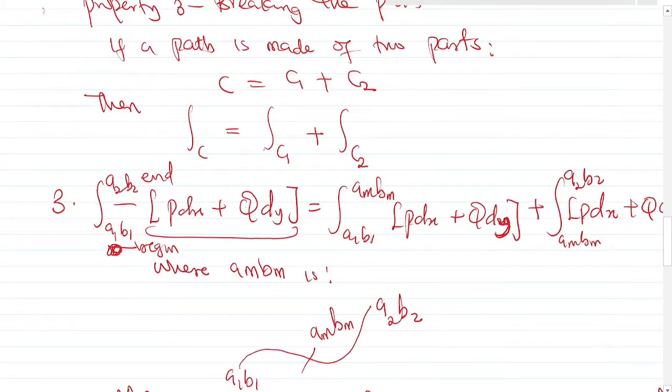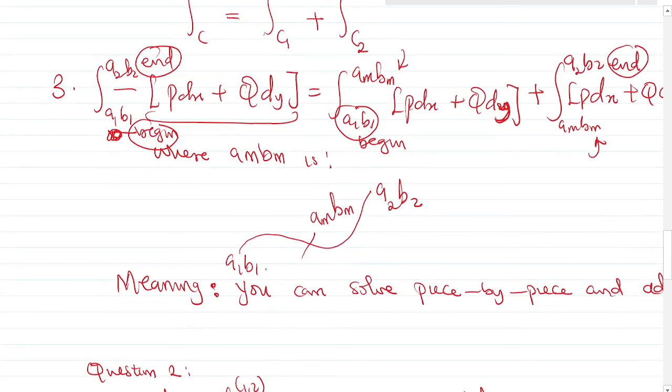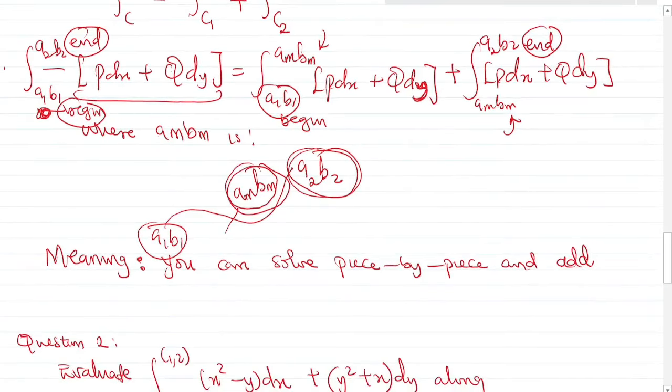So you can begin here and then go to a particular point. That's not the end. Then you continue from that point, then go to the final end. So if you do these 2 integrals and you add them, you get it as if you are going from the beginning to the end. Notice that you start from the beginning and you eventually end at the end. So that's possible. So you are going from A1, B1 to A2, B2. So you can first go from A1, B1 to AM, BM. Then you go from AM, BM to A2, B2. So you get your answer. Meaning that you can solve piece by piece and then you add. So those are the properties of line integral you should keep in mind for your exam.